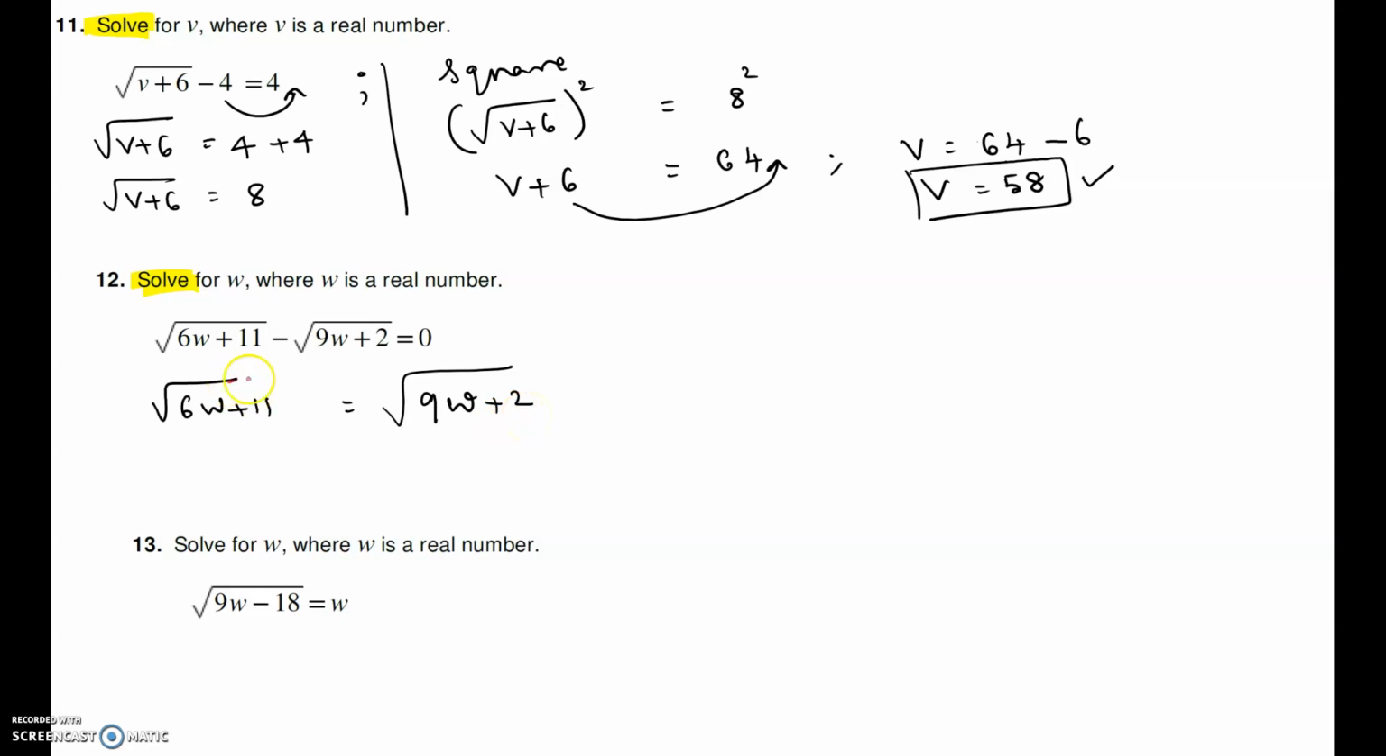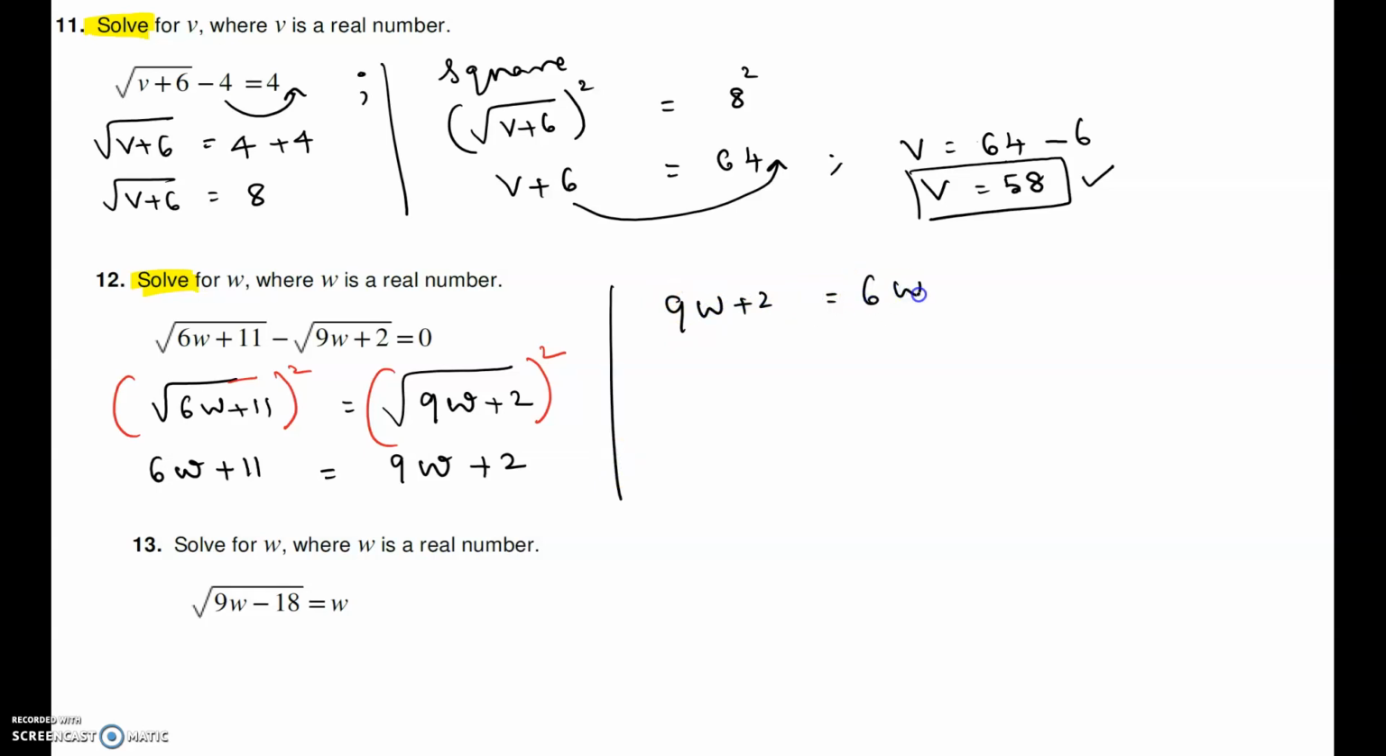Now you have radical on the left hand side, radical on the right hand side. To eliminate the radical, you square both sides. So we have square and square root, they cancel out, you get 6w plus 11 on the left hand side. Square root and square, they get cancelled out on the right hand side as well, giving you 9w plus 2. Now you have 9w plus 2 equal to 6w plus 11. You can switch the left hand side and the right hand side.